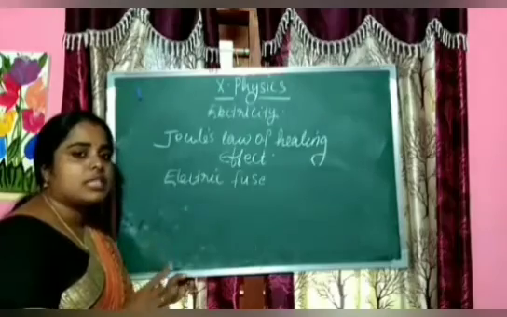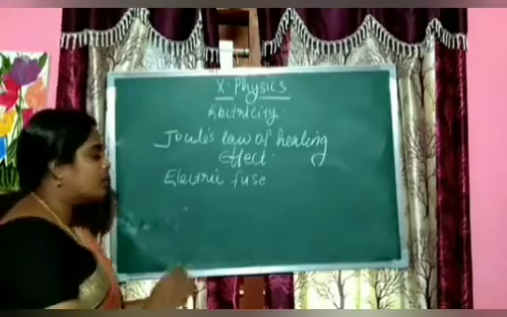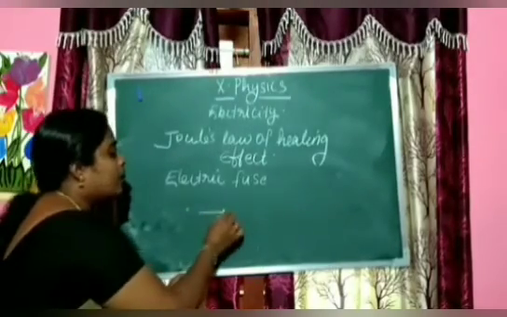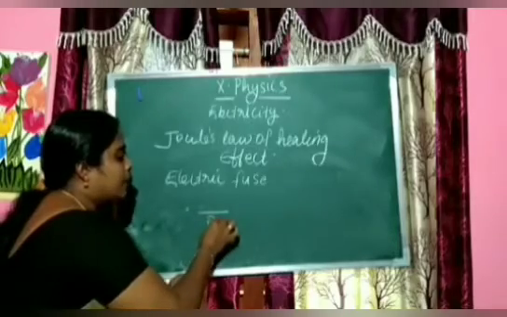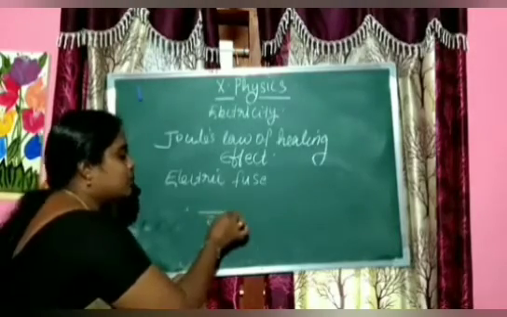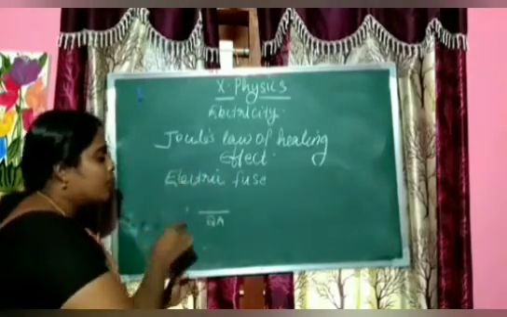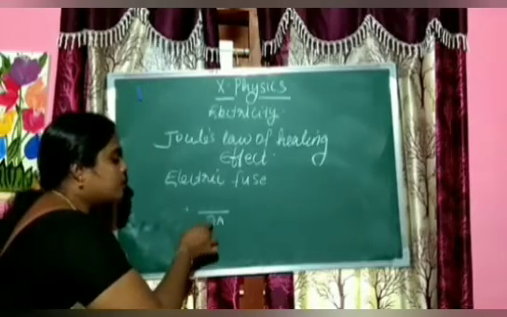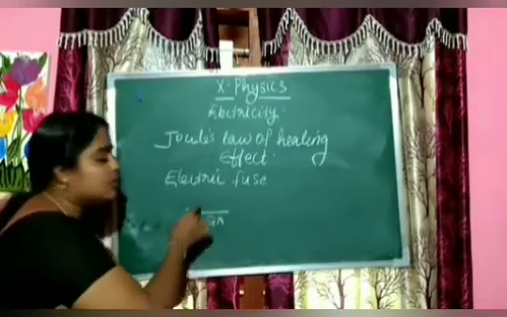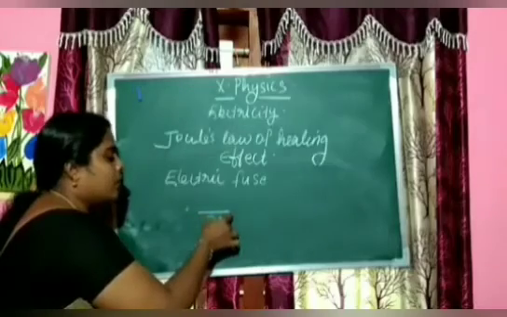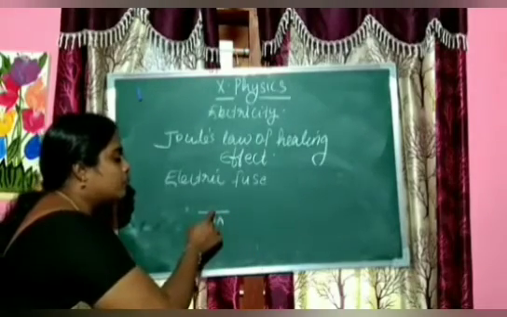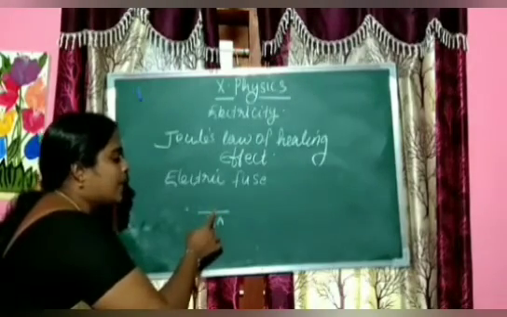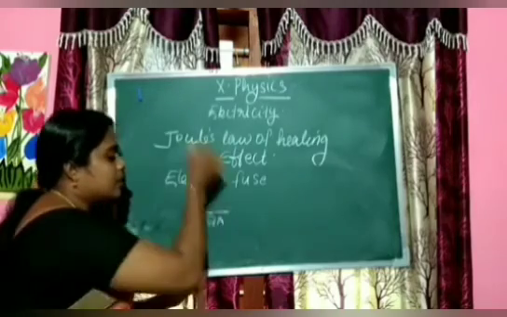So if there is any excess current in the circuit, let us consider a fuse wire, a maximum of 2 ampere current can flow through this fuse wire. So if an excess current of more than 2 ampere is passing through the fuse wire, what will happen? This fuse wire melts and it breaks the circuit.